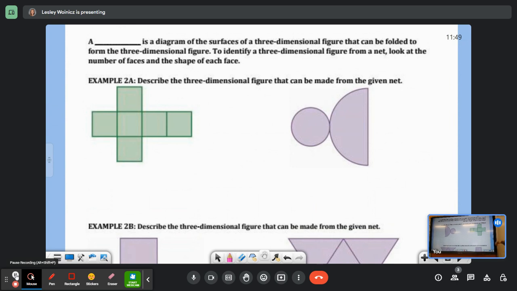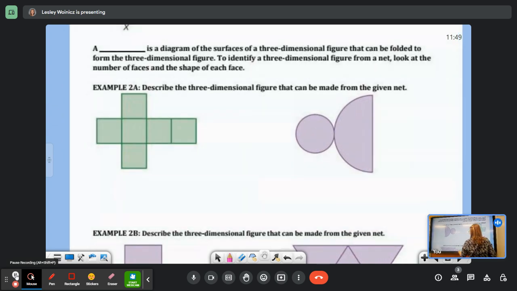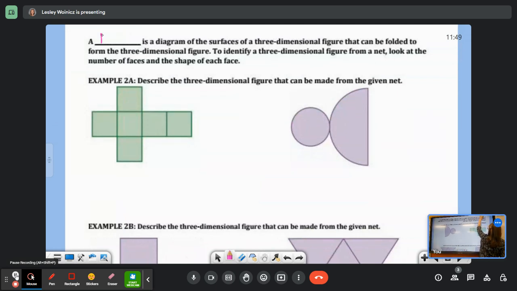Okay, so a net. N-E-T, like a volleyball net. A net is a diagram of the surfaces of a three-dimensional figure that can be folded to form the three-dimensional figure. We're going to identify a three-dimensional figure from a net by looking at the number of faces and the shape of each face. Okay.